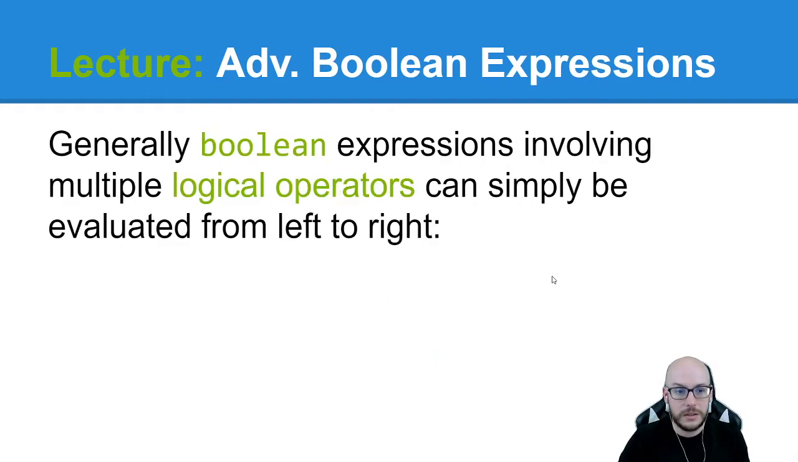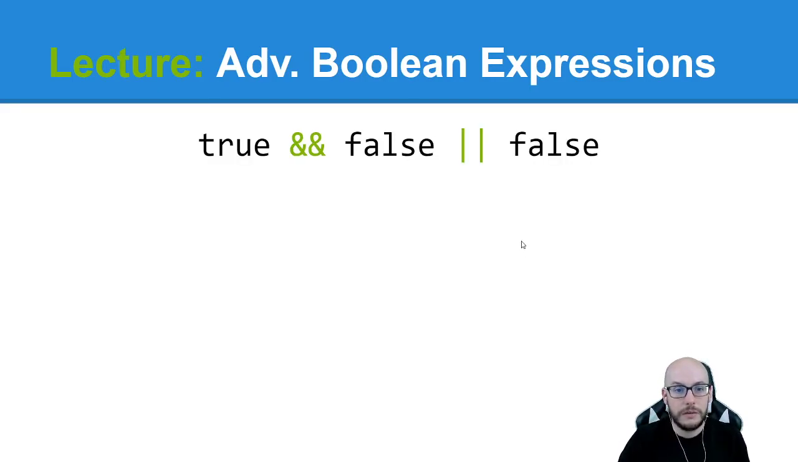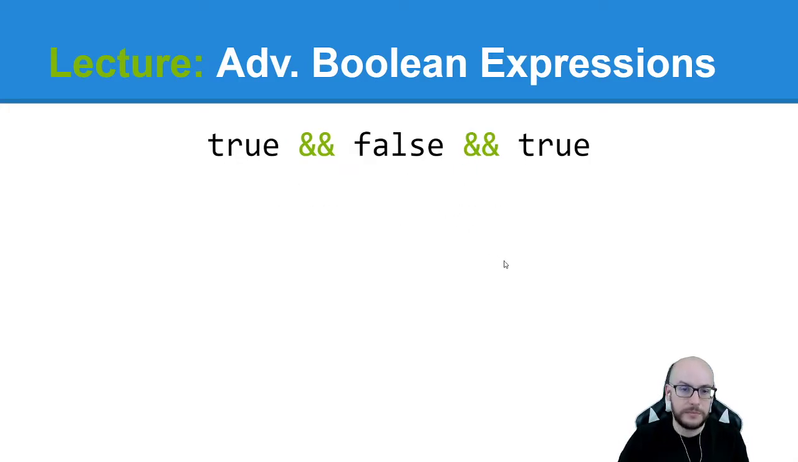advanced decisions. Generally, Boolean expressions involving multiple logical operators can simply be evaluated from left to right. So the question is then, what does this actually produce? Well, here I have true and false. That's going to give me a false value. I'm left with false or false, which is going to give me false. Here's another example. We see true and false. That's going to produce a false value. I'm left with false and true. That's going to give me a false value.